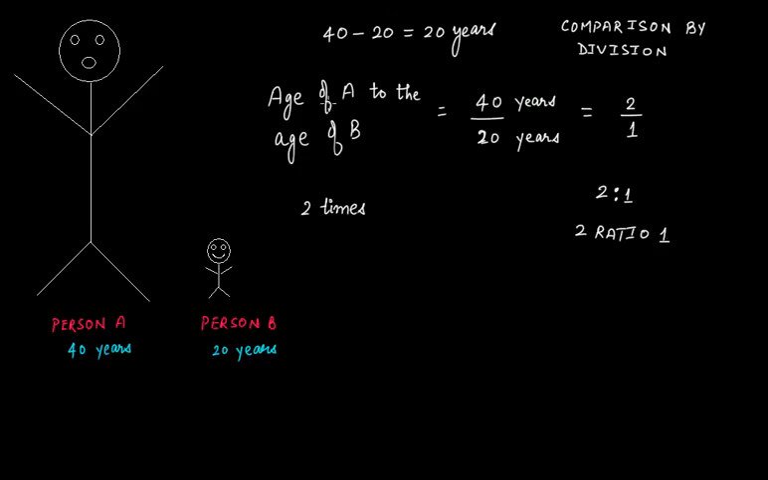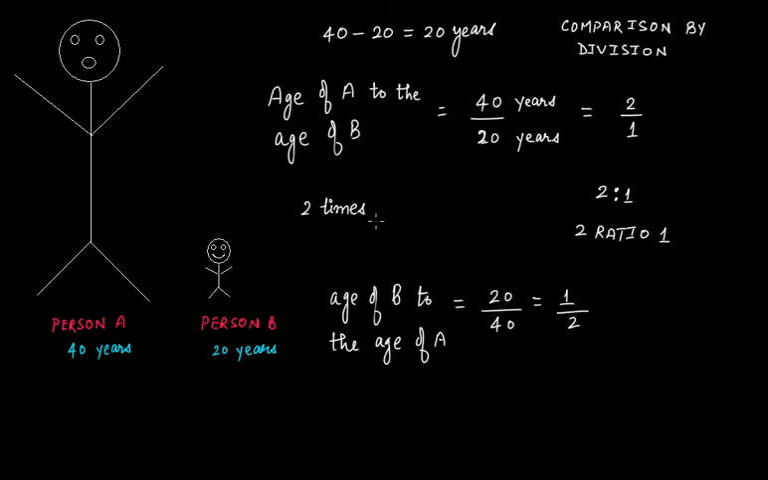We can write the age of B to the age of A. In that case, this will be 20 over 40. After simplifying it, we'll get 1 over 2. This tells us that person A is twice the age of person B, right? Same thing we got here.